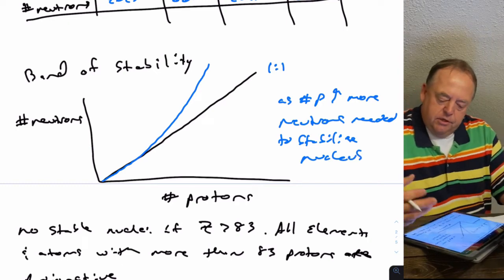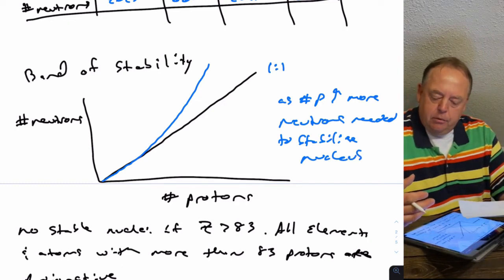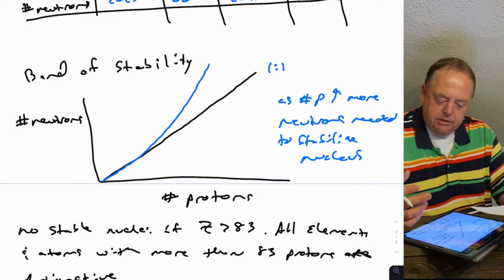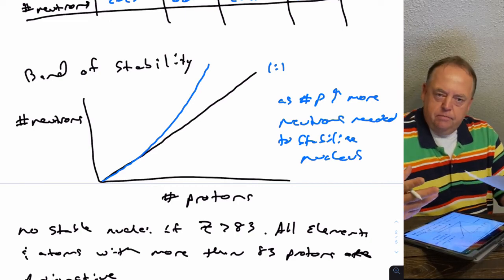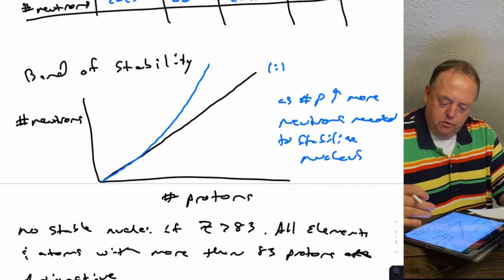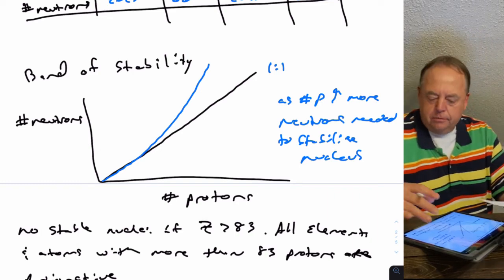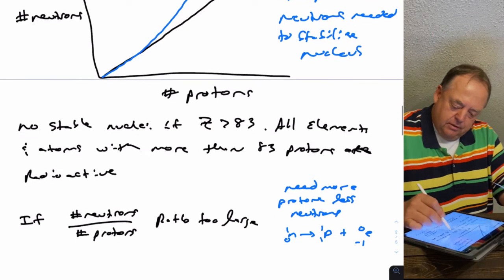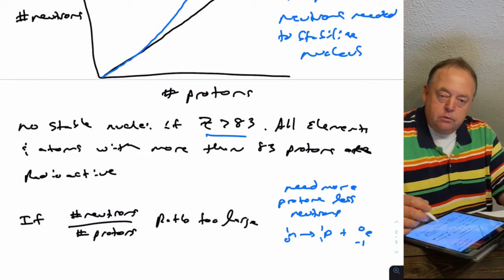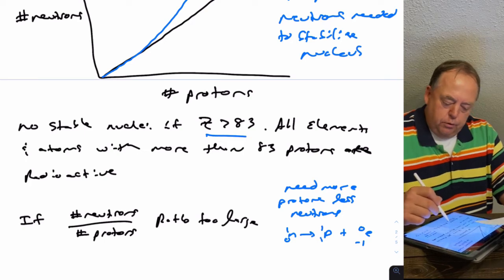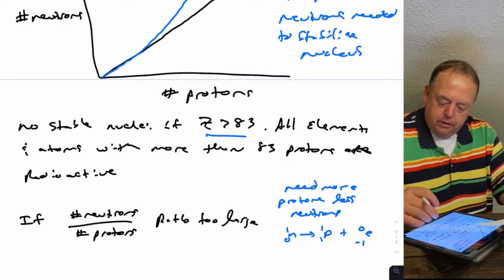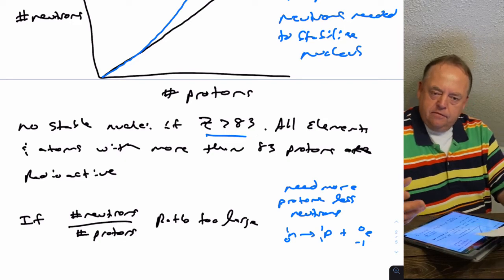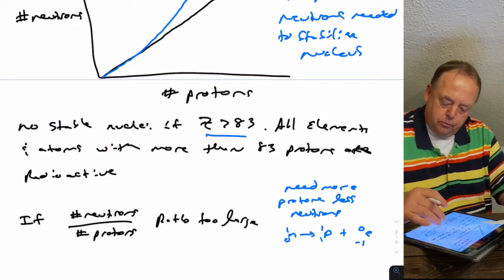So as the number of protons increases, more neutrons are needed in the nucleus to stabilize it. And that's maybe not surprising, because as you get a lot of protons in there, the repulsion starts to become more and more important. And at some point, if too many protons are in the nucleus, then the nucleus just becomes unstable. That happens at 83 protons. So there are no stable nuclei if the number of protons is greater than 83. Every single atom that has more than 83 protons in its nucleus is radioactive, and it's going to decay over time to something that's more stable.